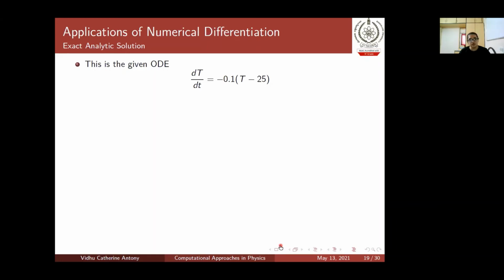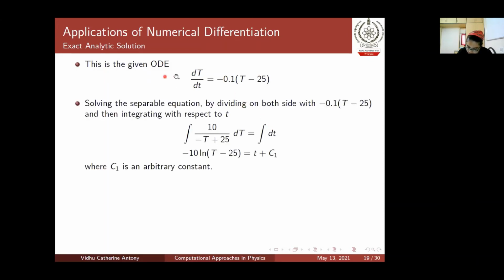So the analytic solution is very important because there's a question that's based on this in your Google Forms. So you need to think about it, because I'm showing you the answer and it's not very explicit in the form. So this is the given ordinary differential equation that you have: dT/dt is equal to minus 0.1 T minus 25.